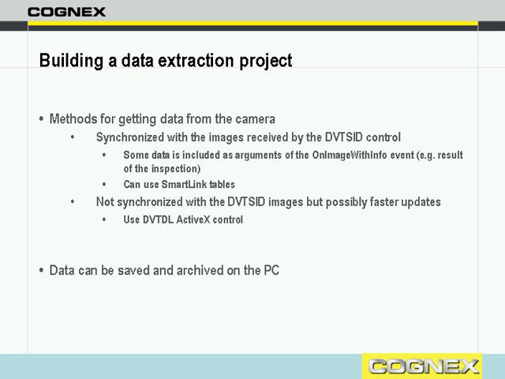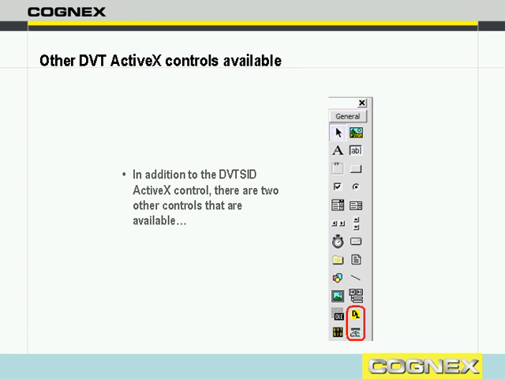That data, of course, can be saved and archived on the PC using any available functionality from any of the APIs, either the Windows API or any other control that you have to do database access, for example, or using any of those functions to save data into Excel or a comma separated value type file, etc. So again, other controls that are available, we mentioned already the DVT DL control, and there's also the DVT manager control. We'll look into those two next.